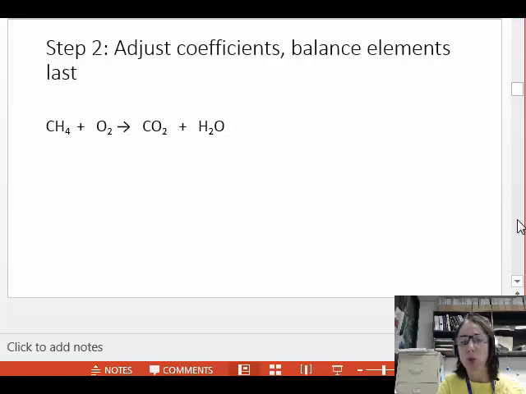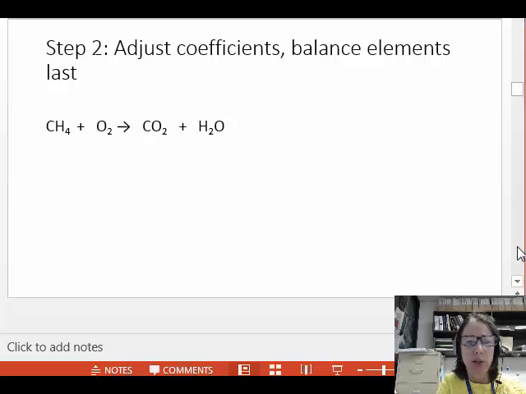The next step is to adjust the coefficients to balance elements. If any element is in its elemental form, like oxygen is in this example, we leave that element for last. Looking at carbon first, it is balanced since there is 1 times 1 carbon on the reactant side and 1 times 1 carbon on the product side.